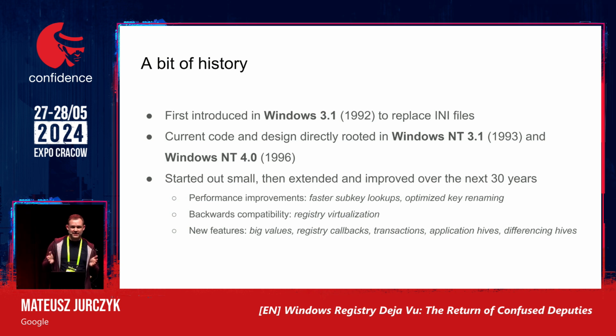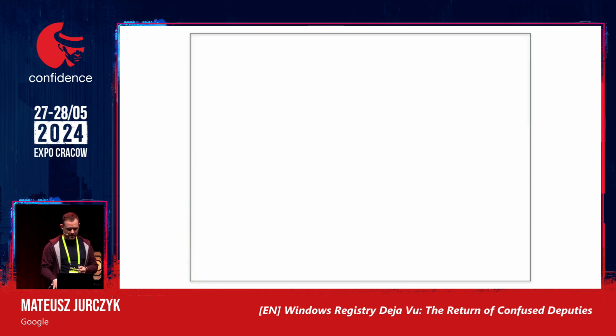You may not see that a lot from the perspective of a normal user or even an administrator, but internally, many things have happened, such as performance improvements, because the registry is so central to the performance of Windows that it has to be fast. There were some backwards compatibility mechanisms introduced to make all the applications work, and also some new features that are mostly relevant to software developers, such as supporting values bigger than 1 megabyte, supporting registry callbacks, which can be used by antivirus software, and so on and so forth.